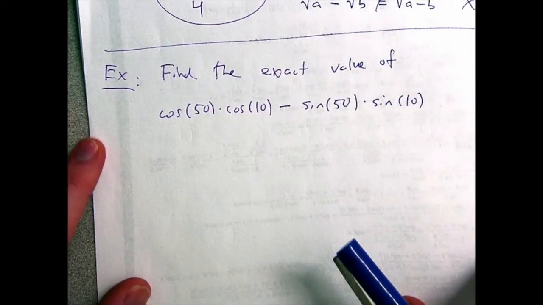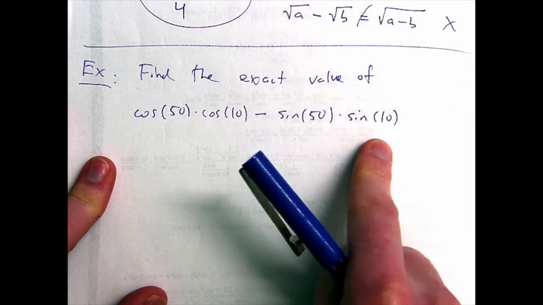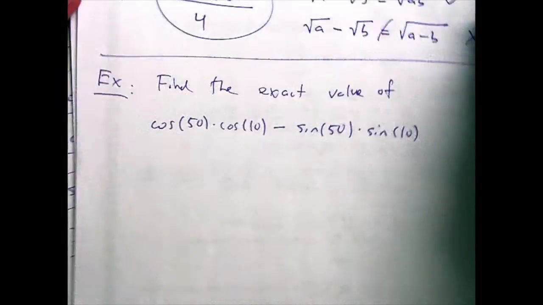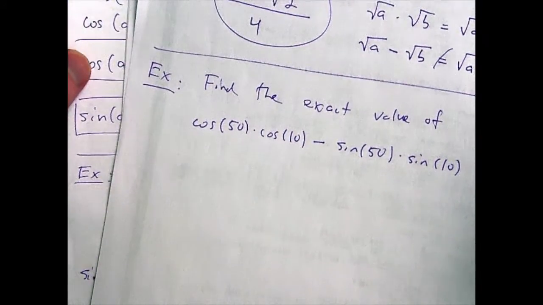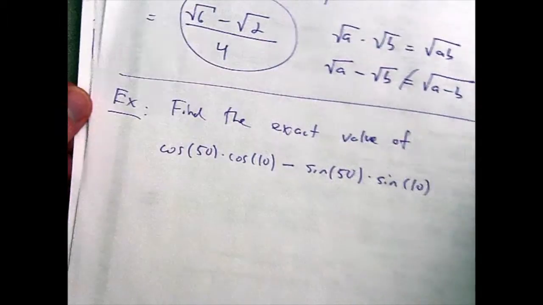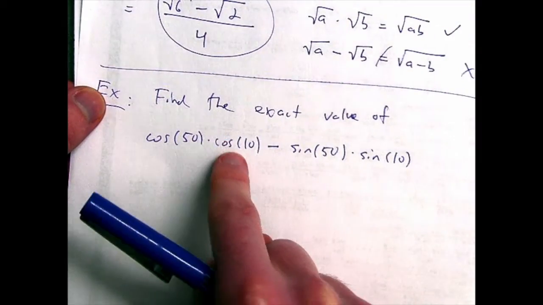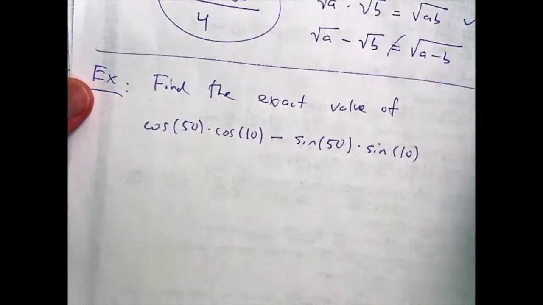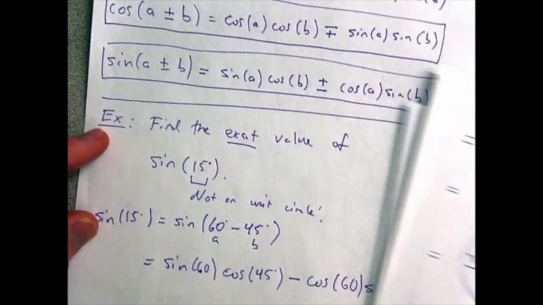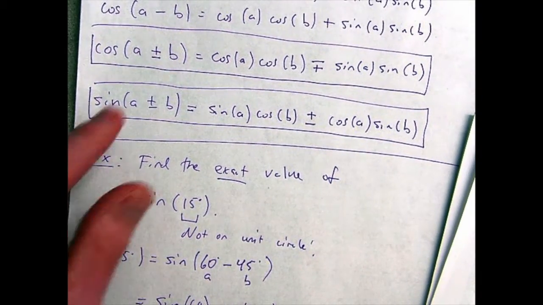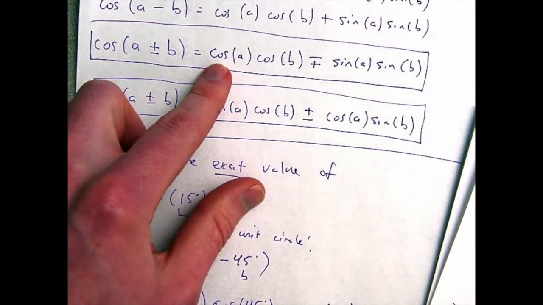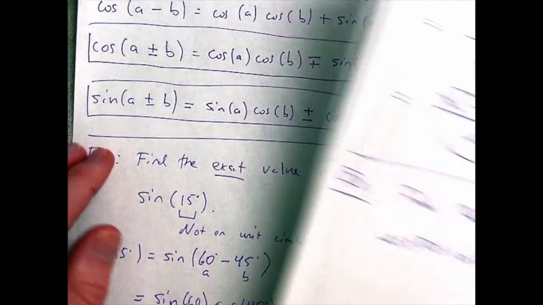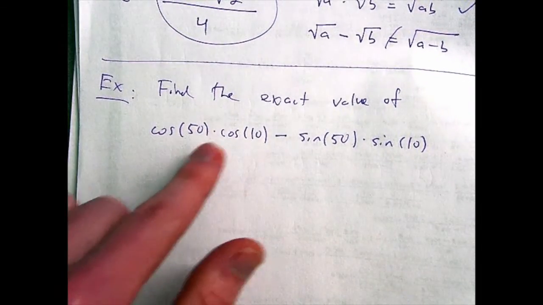What you should notice is that this expression, structurally, algebraically, however you want to put it, resembles one of the formulas that we just went over. It's cosine of one thing times cosine of another minus sine of one thing times sine of another. If you go back to these formulas, that looks an awful lot like this formula. Cosine, cosine, sine, sine.